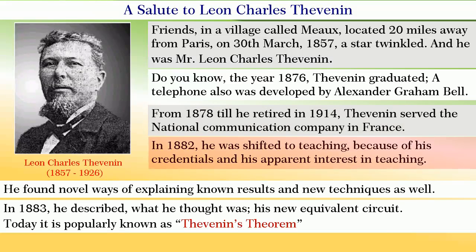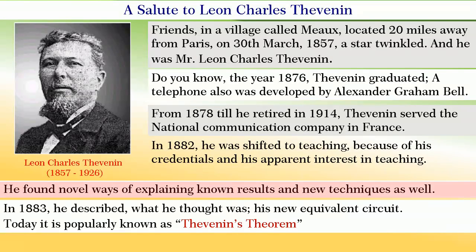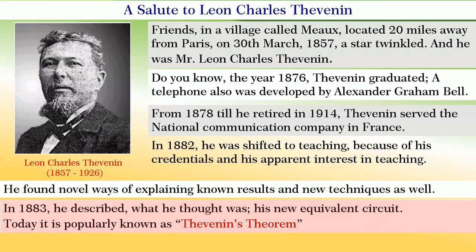In 1882, he was shifted to teaching because of his credentials and his apparent interest in teaching. He found novel ways of explaining known results and new techniques as well. In 1883, he described what he thought was his new equivalent circuit, and today it is popularly known as Thevenin's theorem.